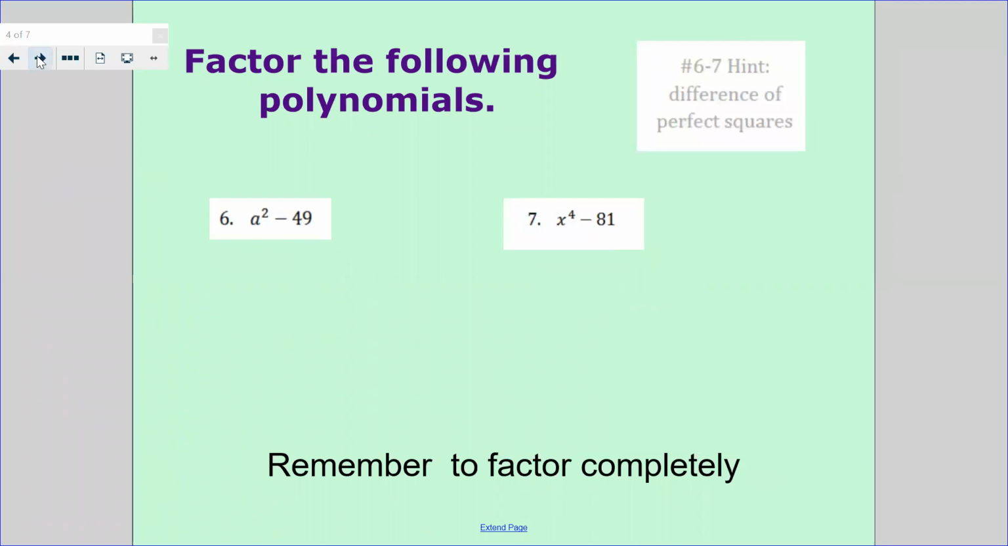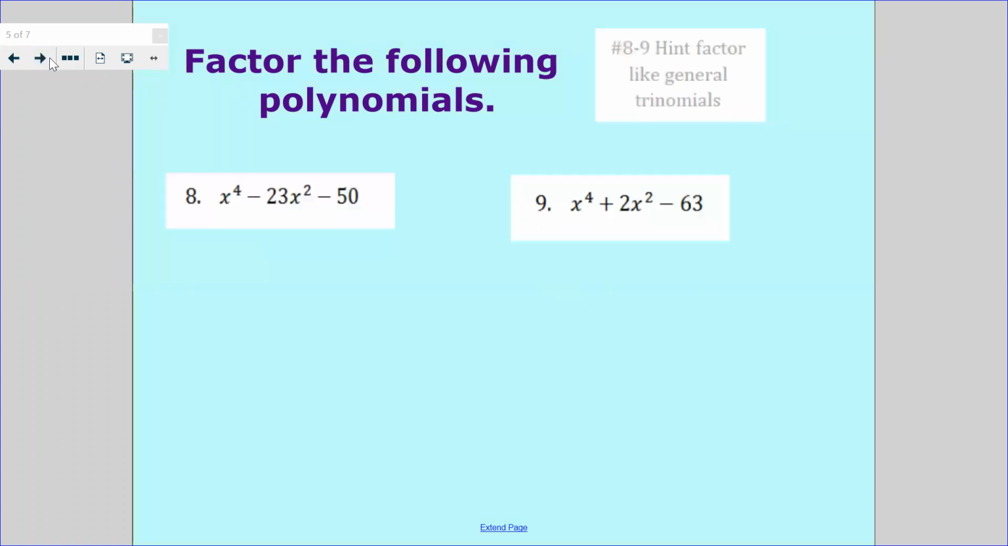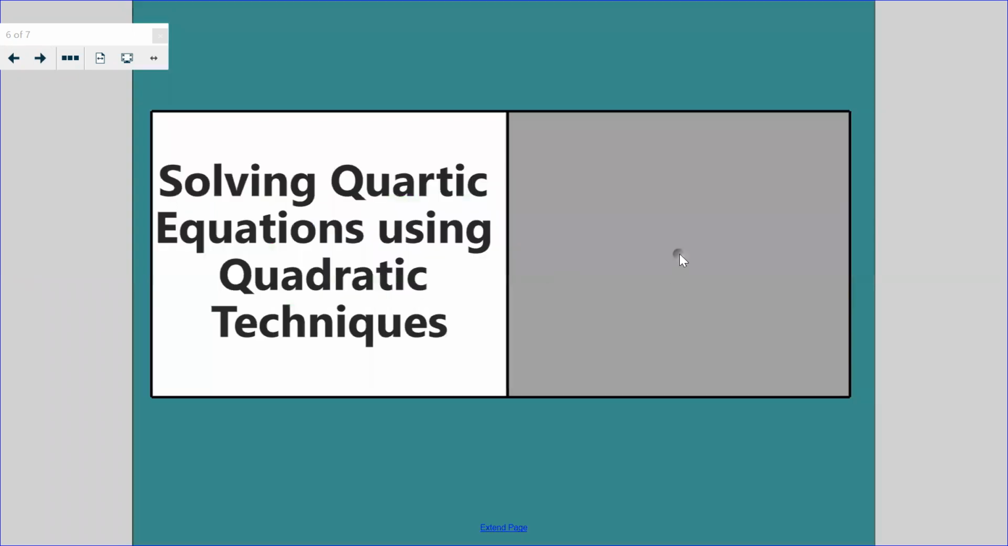Now we want to factor the following polynomials. Okay, well, let's see. These are different. These are x to the 4th, x squared. Ugh, that looks not so good. I'm actually going to jump ahead. Solving quartic equations using the quadratic technique. So I'm going to look at this first.